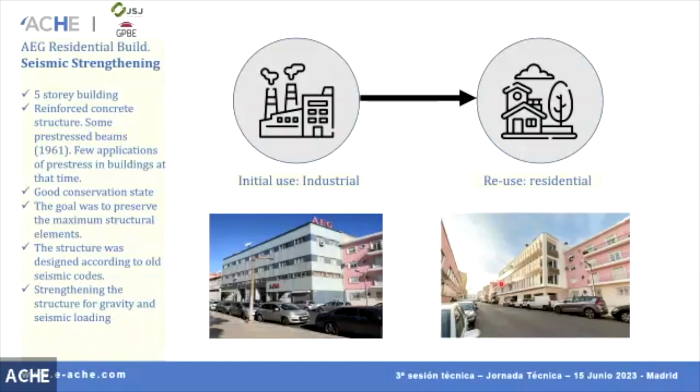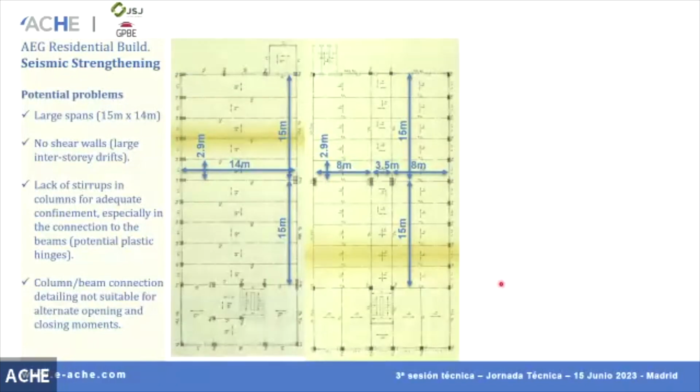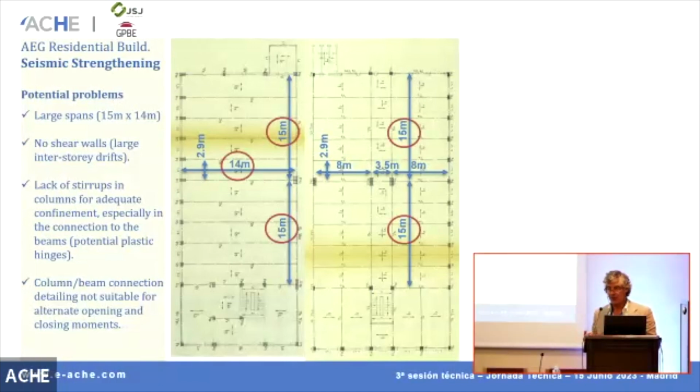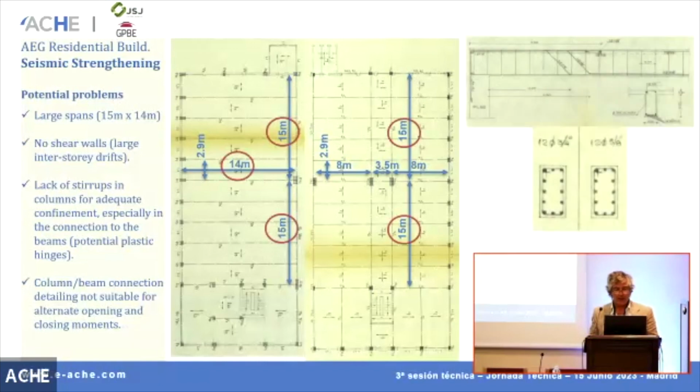The goal was to preserve as many structural elements as possible, but this building was designed according to an old seismic code. So the strengthening of the structure for seismic loads was unavoidable. What were the potential problems? We had large spans, and you can see here 15 meters, and no shear walls at all, so we expect large interstory drifts. We also had a lack of stirrups in the columns for adequate confinement, and the column-beam connection detailing was not suitable for alternate opening and closing moments.